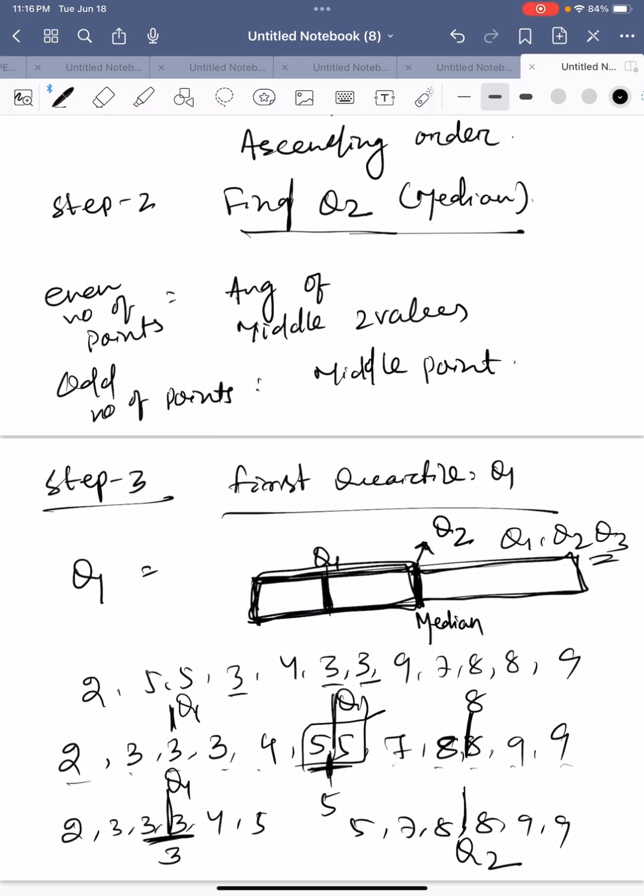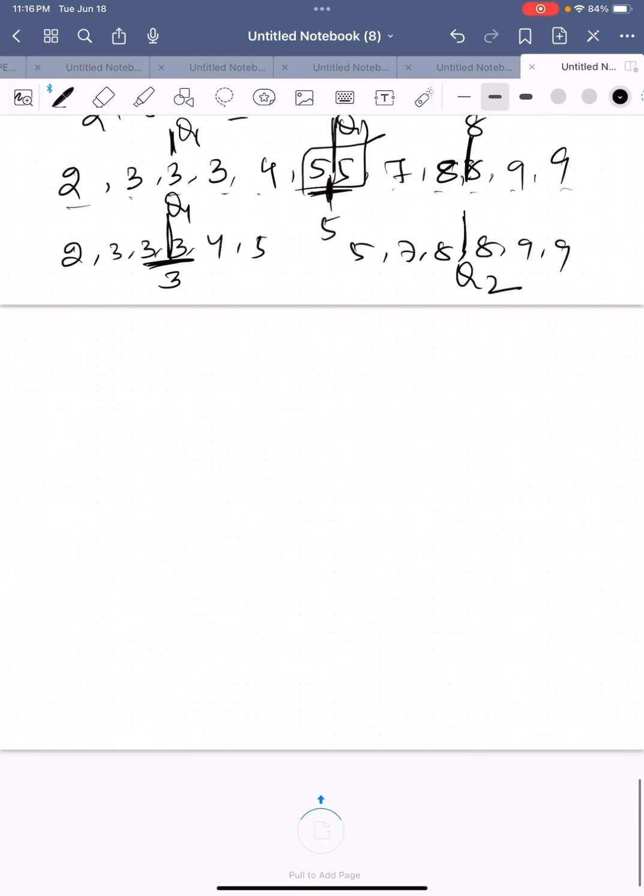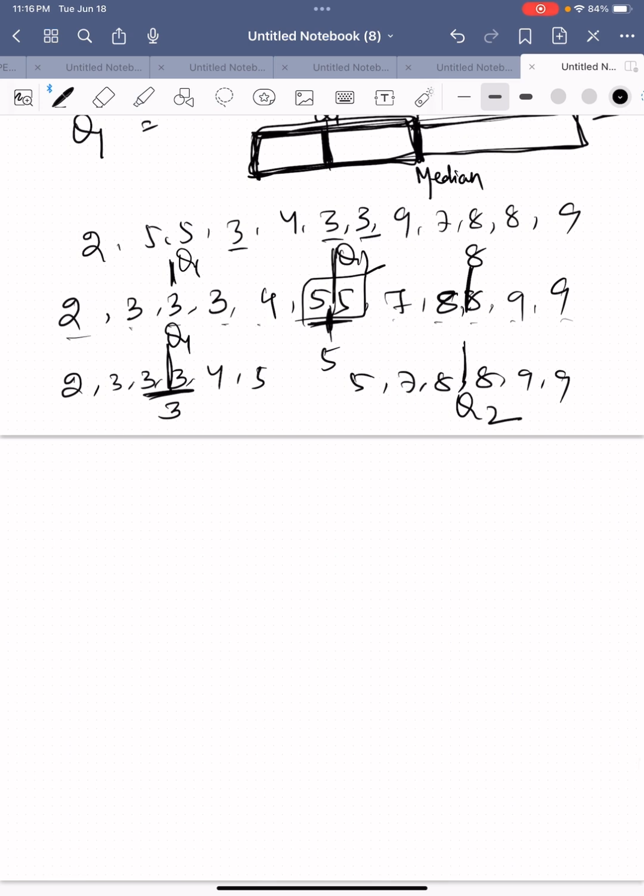So finally, quartiles are essential statistical measures for understanding the spread and distribution of data. Quartiles also divide the data into 4 equal parts, and each part contains approximately 25% of the data, providing insights into the position and variability of the observations within the data set.